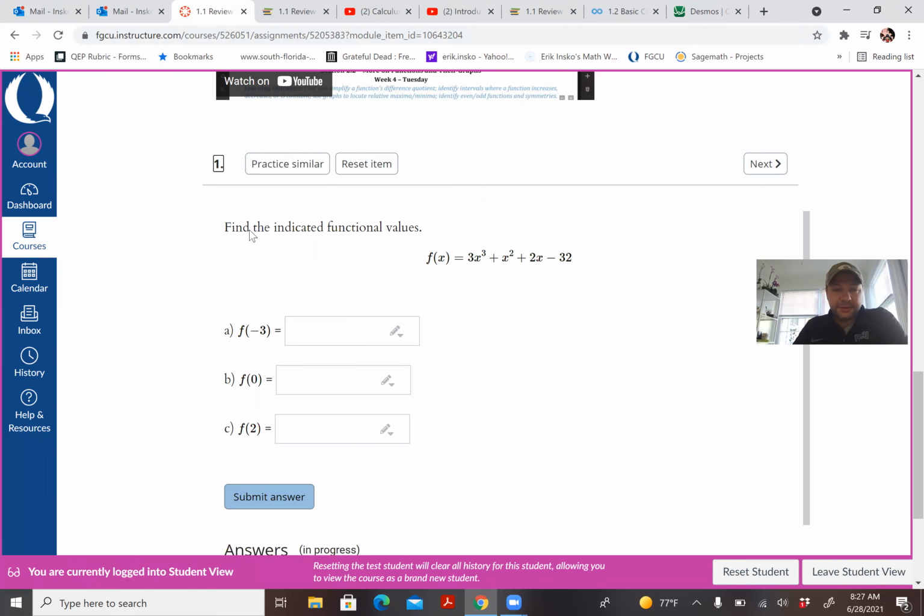So the first thing to do is it says find the indicated function values. And so this is f of x is 3x cubed plus x squared plus 2x minus 32. And so to enter in the solution here, I'll do the first one. If I plug in 0, that's really easy because anywhere where I see an x, that just becomes a 0, right? So this is 3 times 0 cubed plus 0 squared plus 2 times 0. Those are all zeros, and so I get negative 32. Okay, so I just type negative 32, and I can submit that one answer.